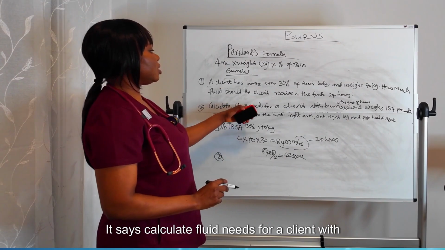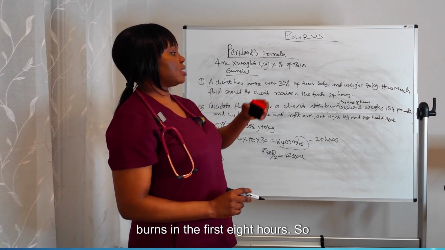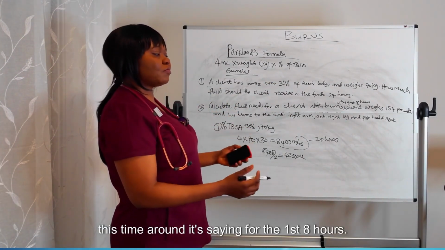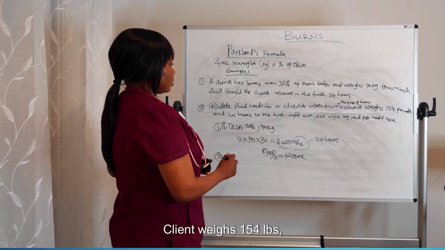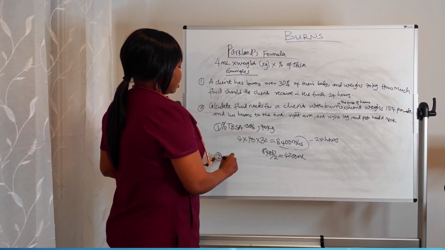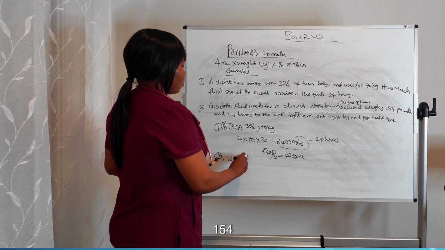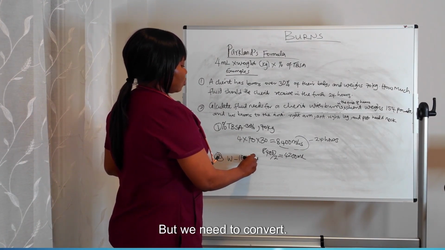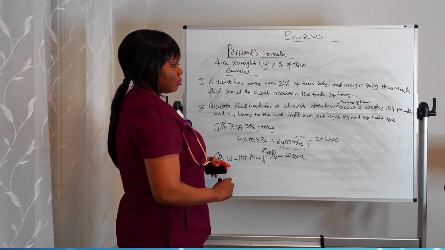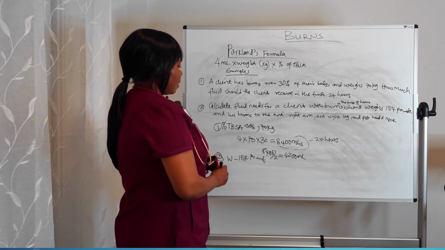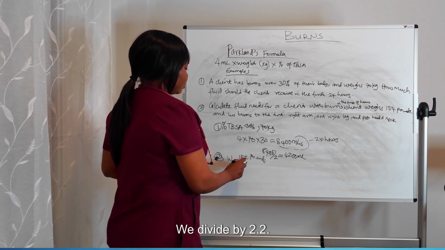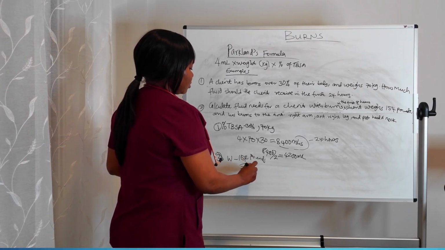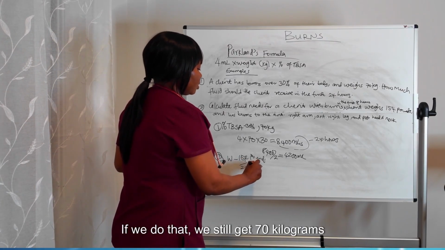It says calculate fluid needs for a client with burns in the first 8 hours. So this time around it's saying for the first 8 hours. Client weighs 154 pounds. So the weight is 154 pounds, but we need to convert this. So 154 pounds to convert to kilograms, we divide by 2.2. If we do that, we'll get 70 kilograms.